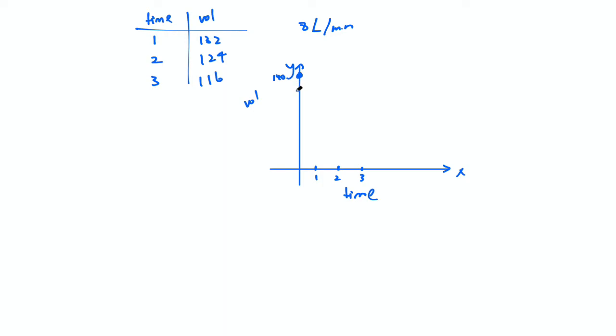Then at 1 minute, we have 132. Then we have 124 and then 116. So it's going to be something like this. Oops, sorry, it starts here and it goes here, here, and here. Okay, so this should be, even though the drawing is kind of bad, a linear relationship, okay?